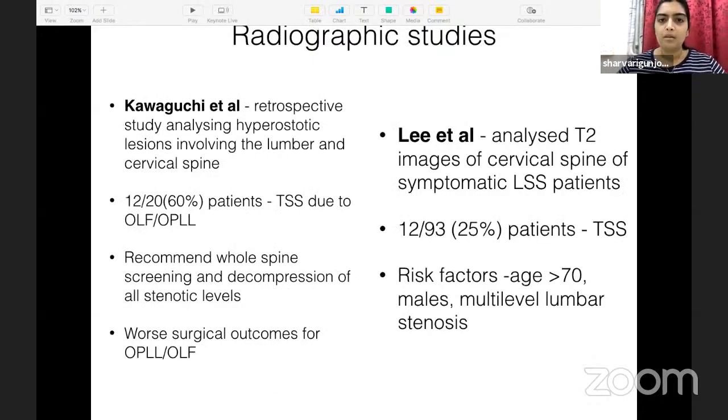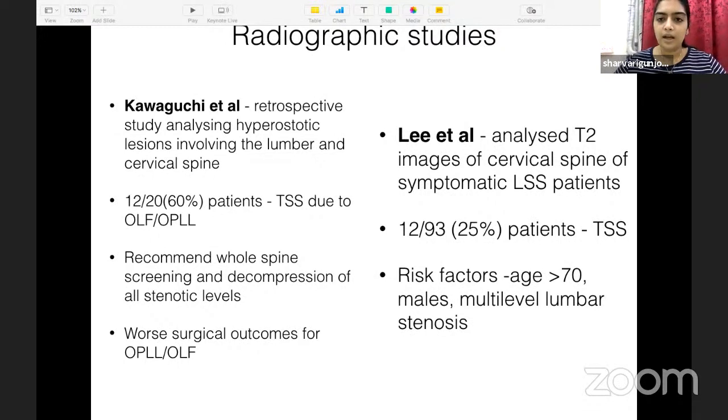2 to 5.4%. Another study they included is by Kawaguchi et al. They included hyperostotic lesions involving the lumbar and cervical spine. Out of 20 of their patients, 60% had tandem spinal stenosis due to either an ossified ligamentum flavum or ossification of the posterior longitudinal ligament. Therefore, they recommended whole spine screening and decompression of all symptomatic levels.